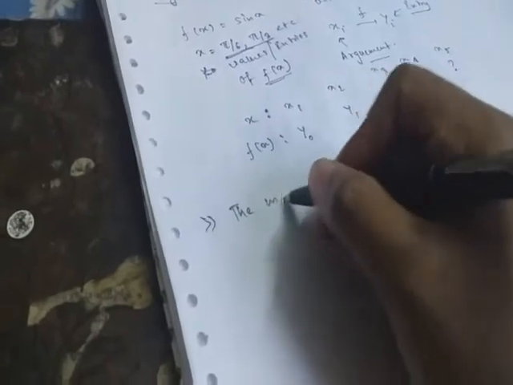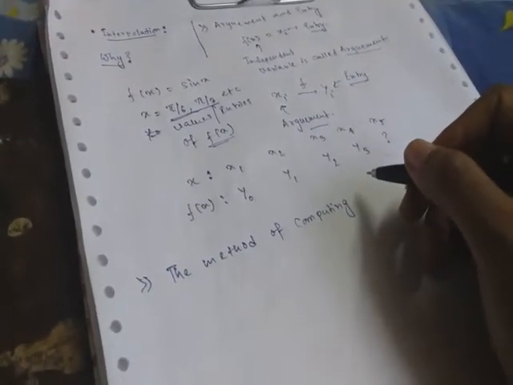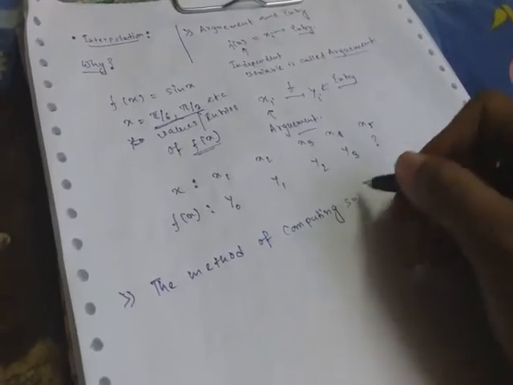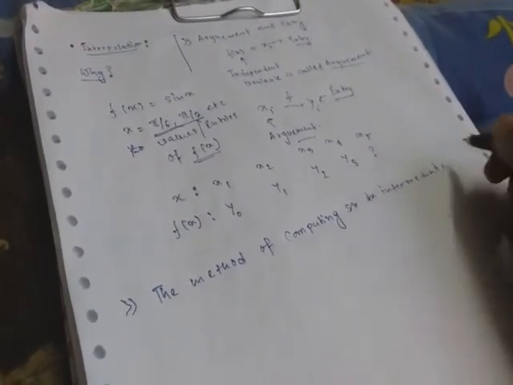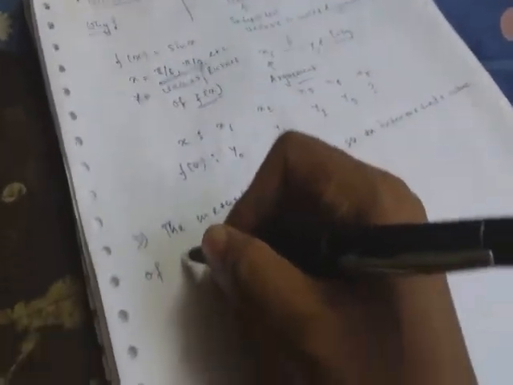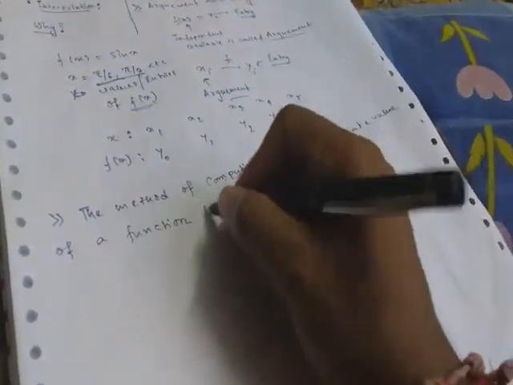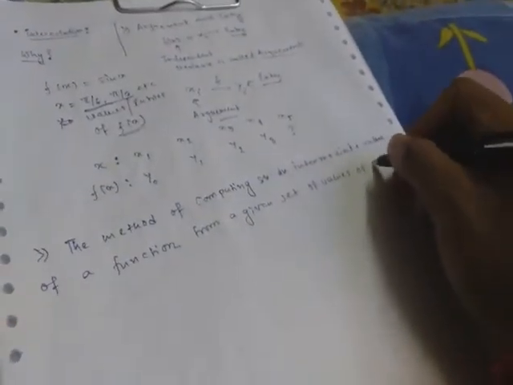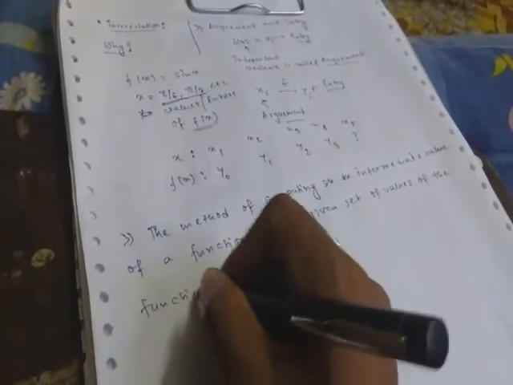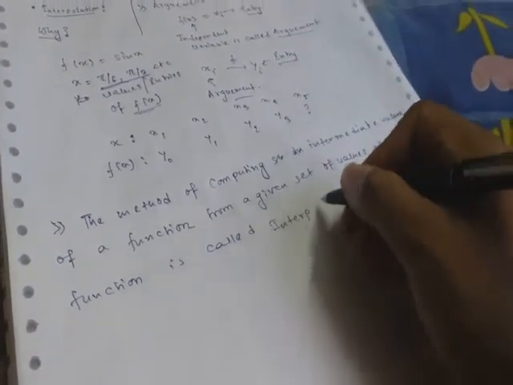I am giving you the definition of interpolation. The method of computing an intermediate value of a function from a given set of values of the function is called interpolation.